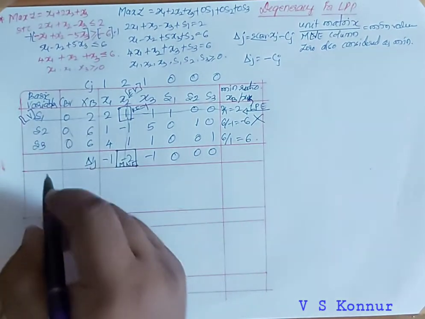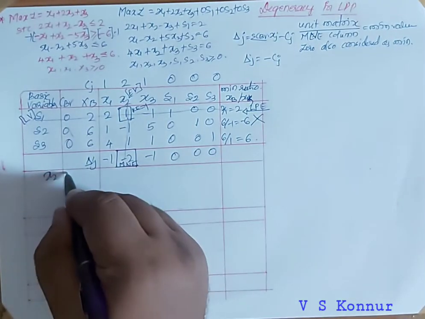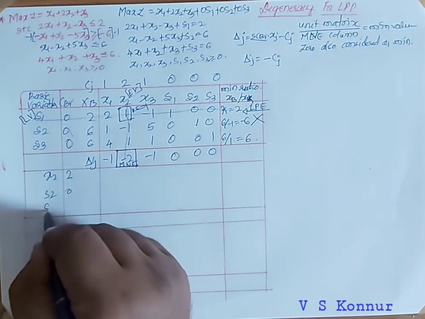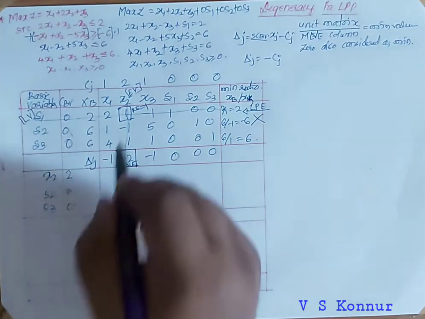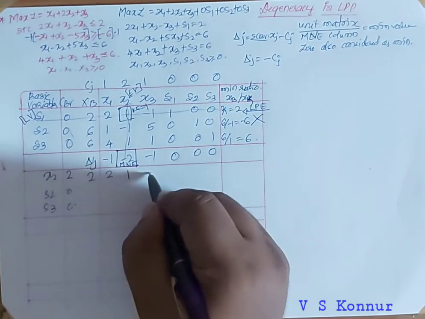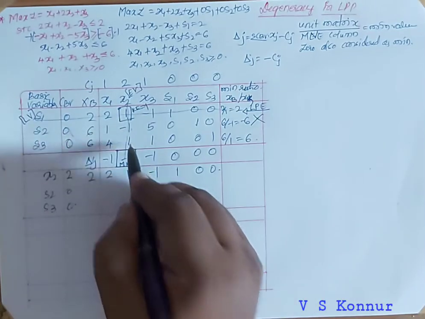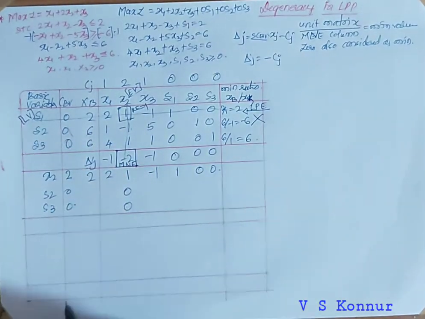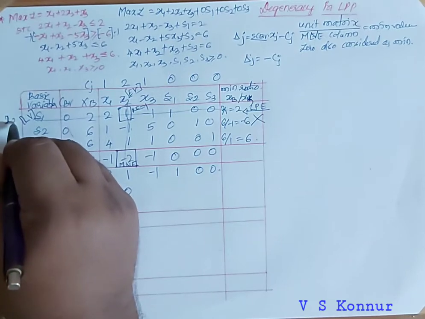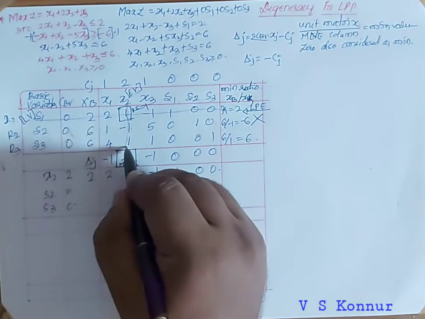Now s1 will be replaced by x2, which has coefficient 2. s2 remains same, s3 remains same. Now the key row is same: 2, 2, 1, minus 1, 1, 0, 0. Other than the key element, these two we should make 0. To make it 0, we have to take R1, R2, R3. R2 and R3 we should make 0.